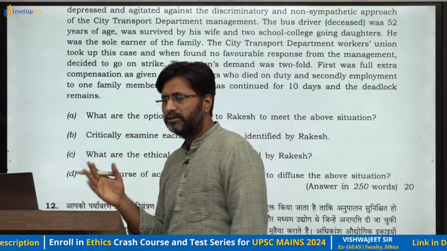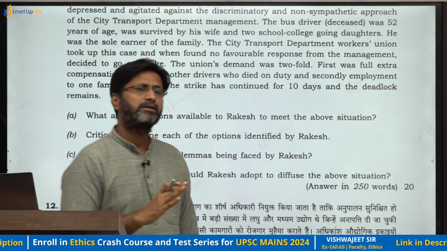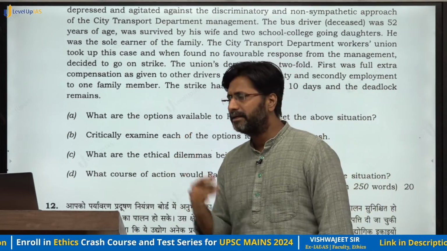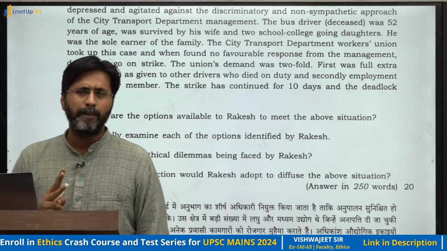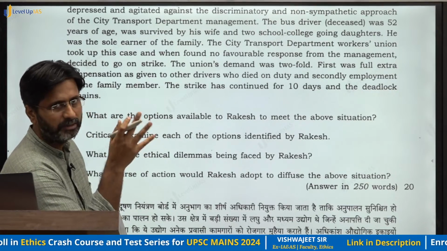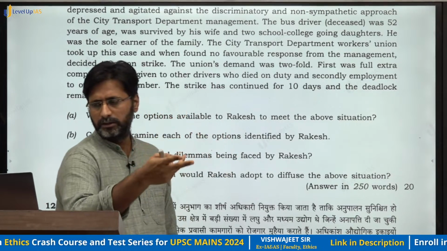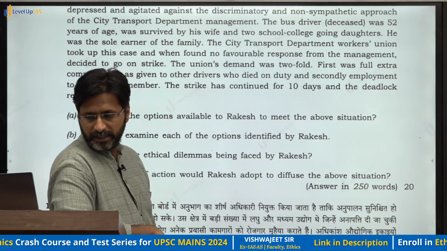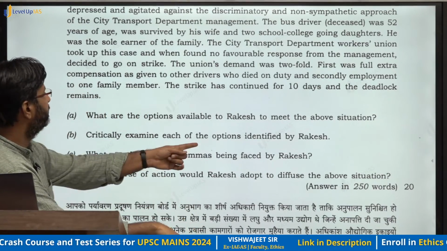So first choice is do not accept them, just take strict action against the strikers. Second, because they are doing the strike and it's apparently at least the death on the duty, so provide them whatever they are asking. Third option is balance between the two, that no, cannot say completely that just give it because he has to take the responsibility. So either extra money can be withheld or the job to the family member can also be withheld. Okay, so these are three options. Now critically examine each and every option.